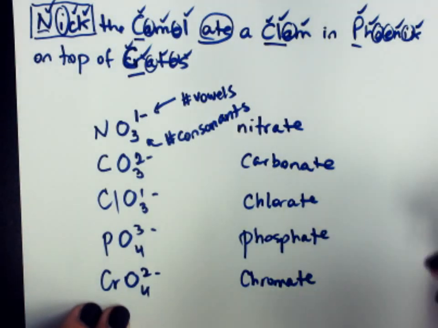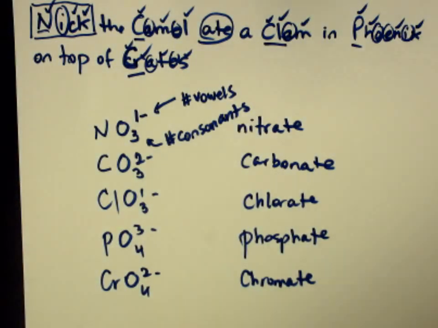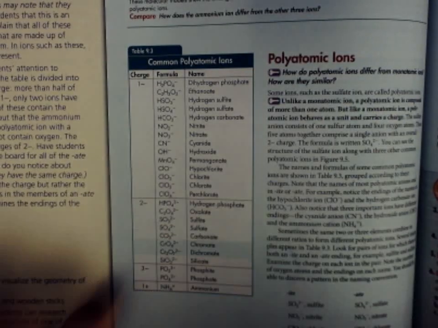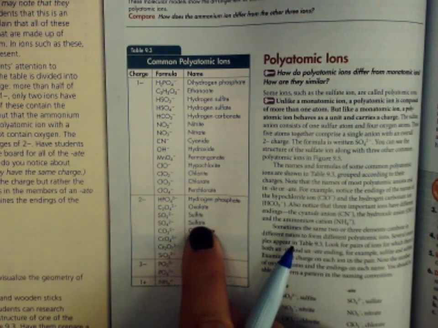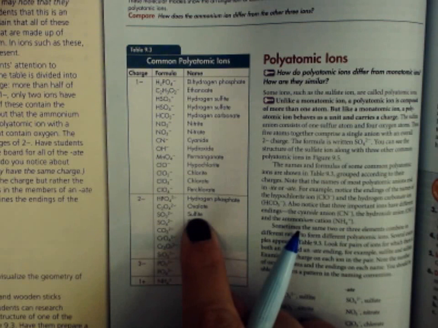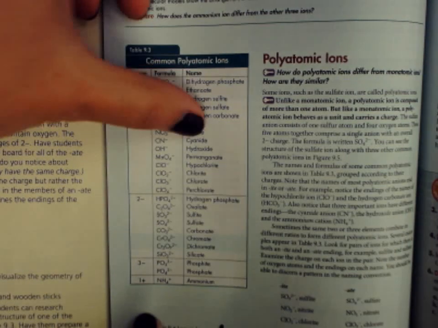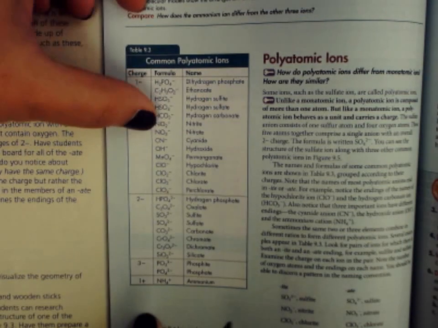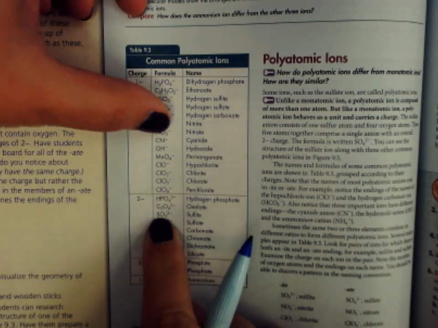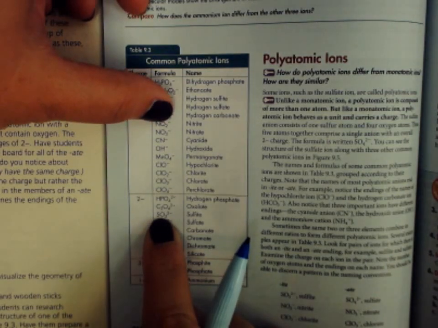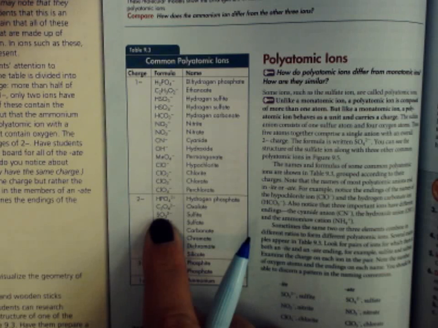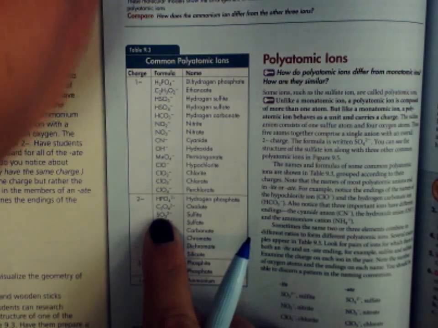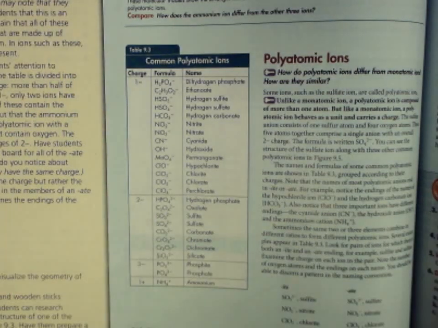Now, if you look at the polyatomic ion table a little further, you'll notice that there's sulfate, and then there's also sulfite. There is nitrate, and there's also nitrite. The difference between sulfate and sulfite, and nitrate and nitrite, is that the ite versions of these polyatomic ions have 1 fewer oxygen. They have 1 less oxygen, but the charge remains the same.